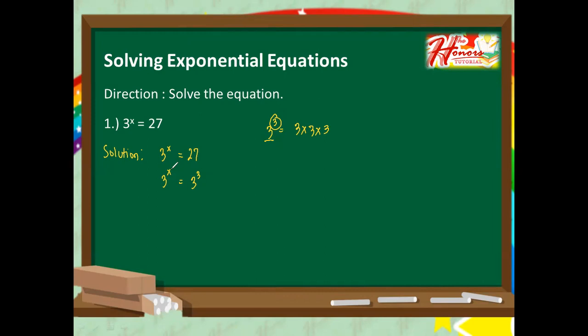And then after that, we will focus on the exponent. So we have here x at the left side of the equation, and then we have here 3 at the right side of the equation. So we have here x equals 3, and that's it.